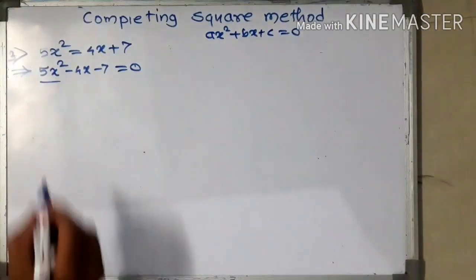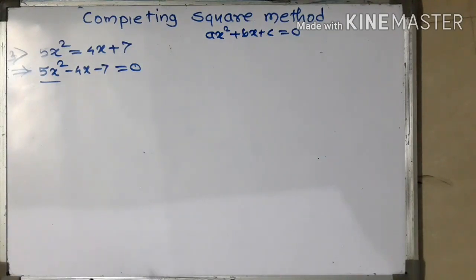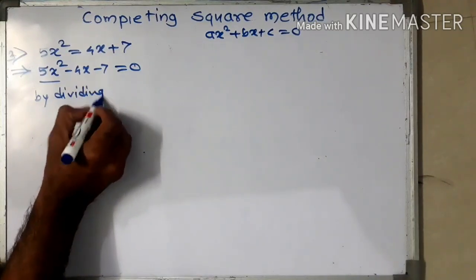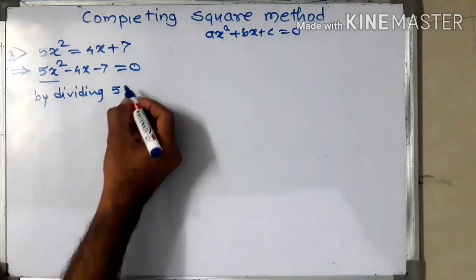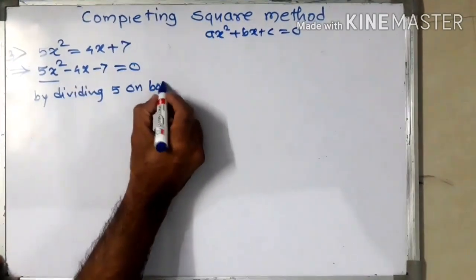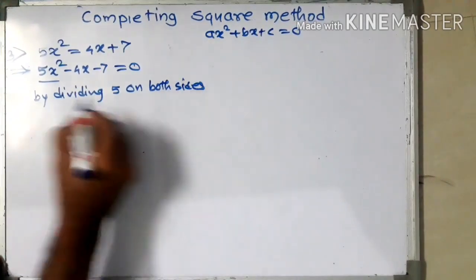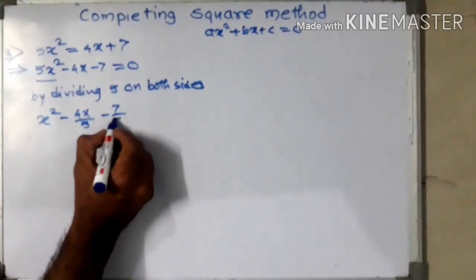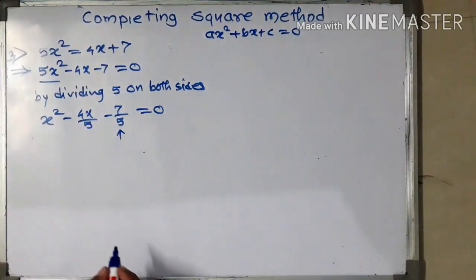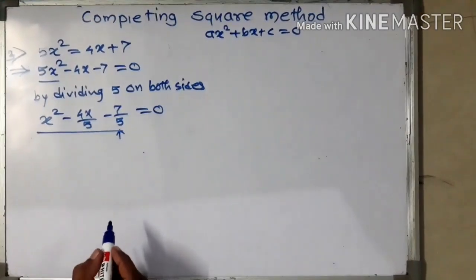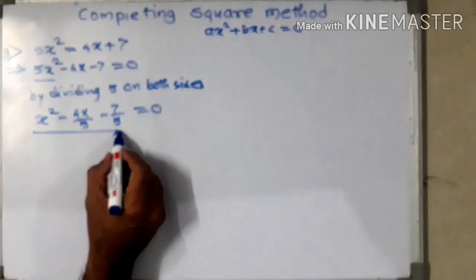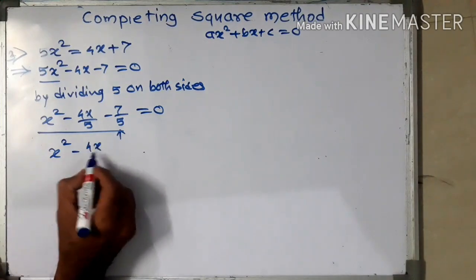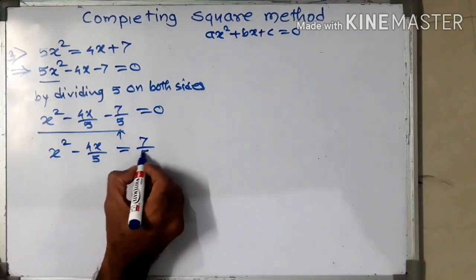Let us see the quadratic term. Here the quadratic term is not a perfect square, so by dividing by 5 on both sides, we can write it as x square minus 4x upon 5 minus 7 upon 5 equals to 0. Now look here, that polynomial is not a perfect square because of that third term, so we transfer that third term to the right hand side. x square minus 4x upon 5 equals to 7 upon 5.